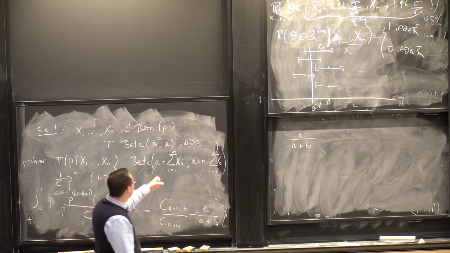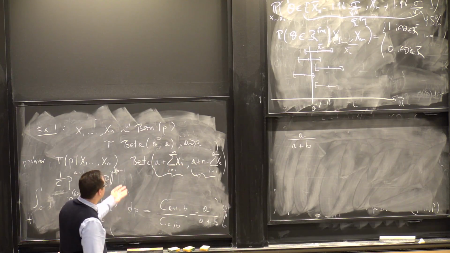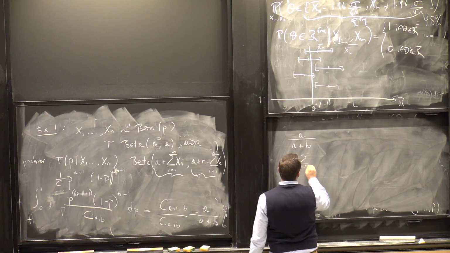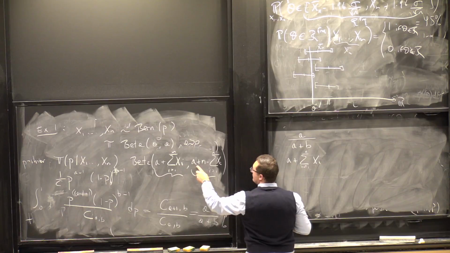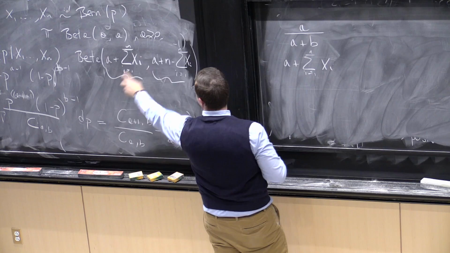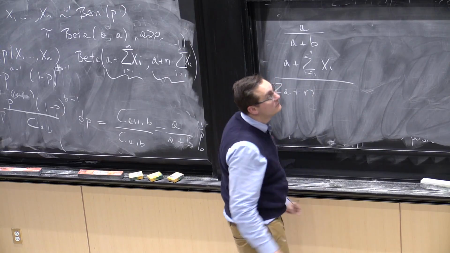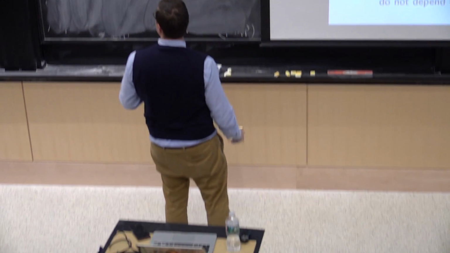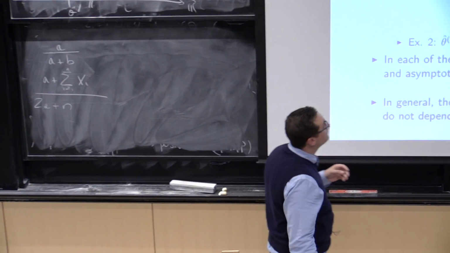And when I plug in a to be this guy and b to be this guy, what I get is a plus sum of the xi, and then I get a plus n minus this guy, so those two guys go away, and I'm left with 2a plus n. And so yeah, that actually works. Now what I can do is divide and get this thing over there.